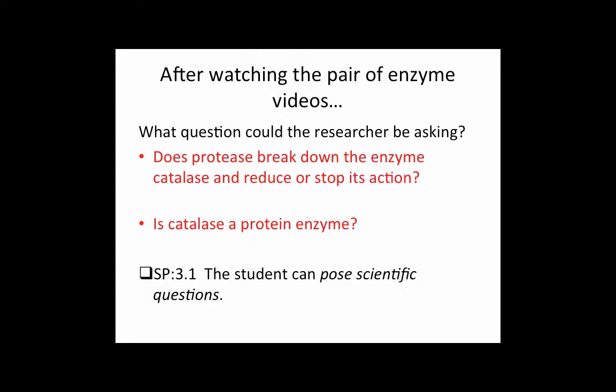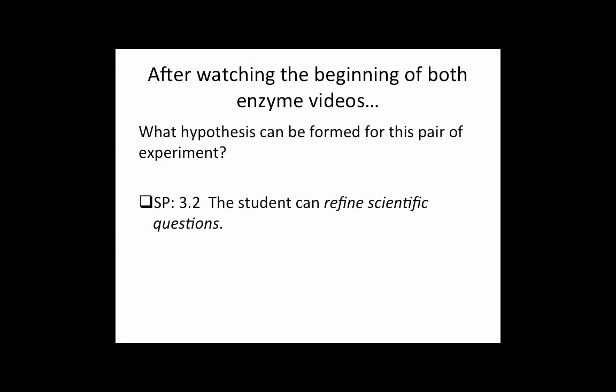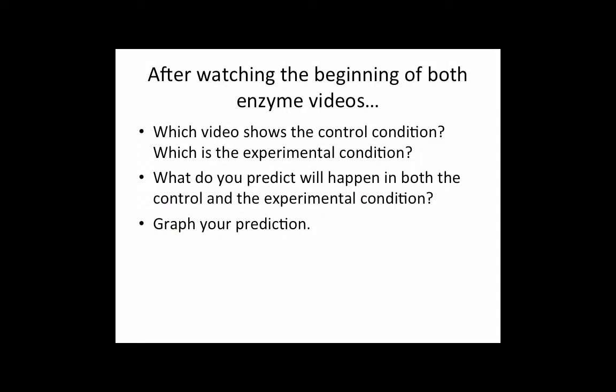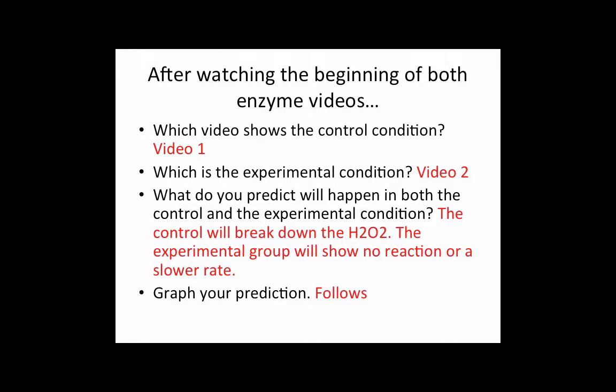The next step is the formation of a hypothesis. The students should be able to take their scientific question and extend it by predicting results based on scientific principles. As students begin to form their hypotheses, look for connections between protein structure and function and the ability to catalyze the reaction. The next question asks students to describe the control and experimental groups and to predict what will happen in each of these two conditions.